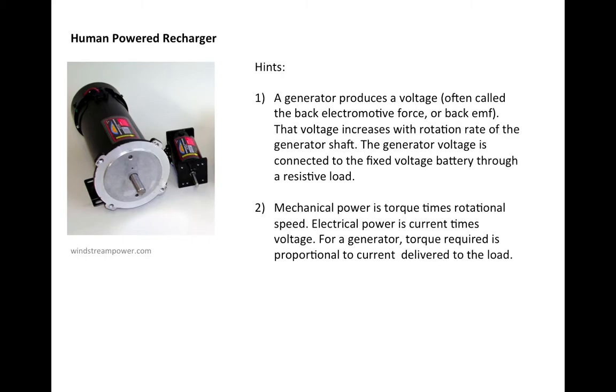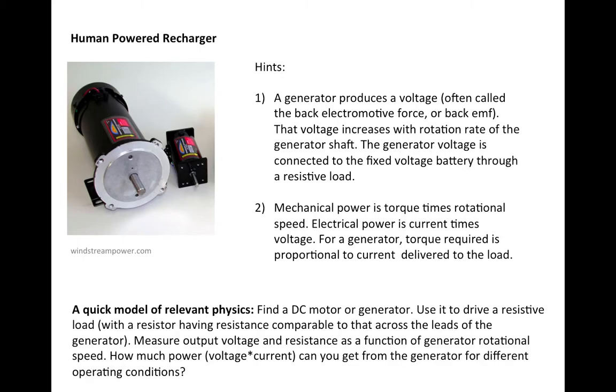The mechanical power is torque times rotational speed. Electrical power is current times voltage. So for a generator, the torque required, or the torque that's driving the generator, is proportional to the current that it delivers to the load, in your case, a battery.